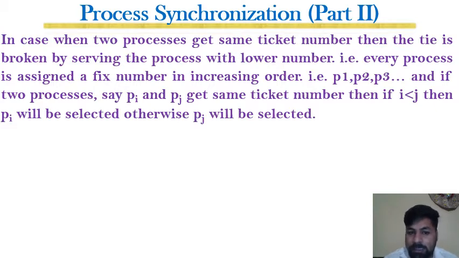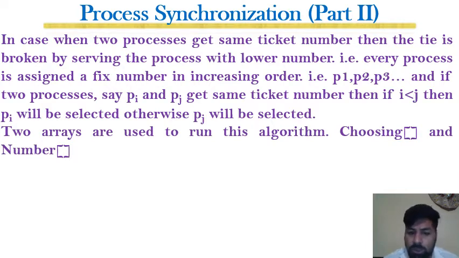As I said, there exists a possibility that two or more processes can get the same ticket number. For example, ticket number five has been received by two processes. Now how will the tie be broken? It will be decided on a first come first serve basis. The process which has the least number, because every process has an ID like P1, P2 and P3. So for example, if P2 and P3 both have ticket number 5, the process with the least number, that is P2, will be selected first for execution. And if there is a tie between P3 and P4, then P3 will be selected.